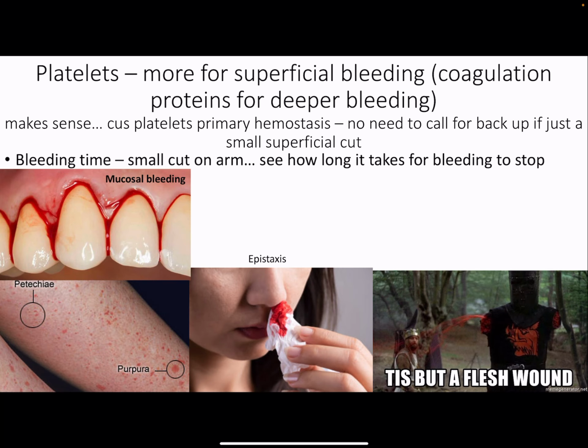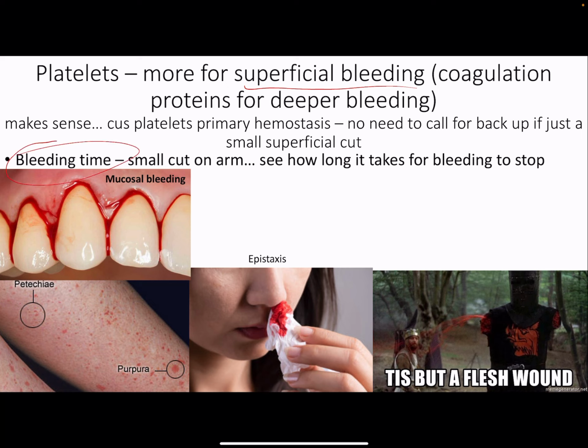So there's a difference between the levels at which platelets versus the coagulation cascade is going to clot. Platelets are going to be a little bit more superficial, while coagulation proteins are going to be for deeper bleeding. And this kind of makes sense if you think that platelets are the primary hemostasis. Well, for a really superficial cut, you don't really need to call for backup. I mean, it's not that intense, and so platelets will suffice.